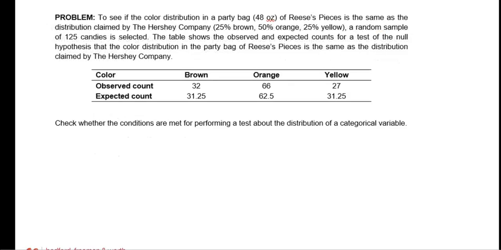That's great. They nicely laid out the observed counts. And sometimes the problem starts like this. Honestly, a lot of problems will say observed counts, expected counts. That's just your starting point.